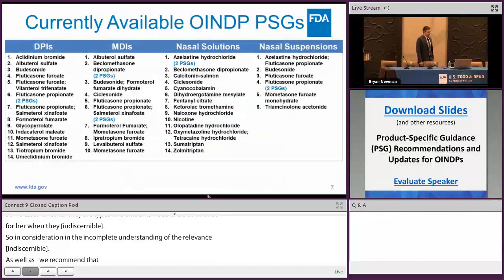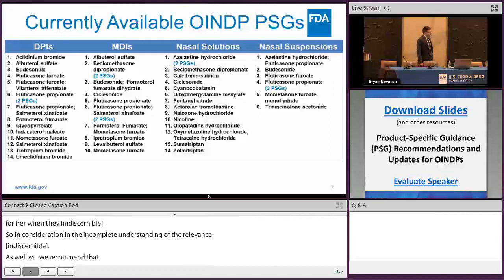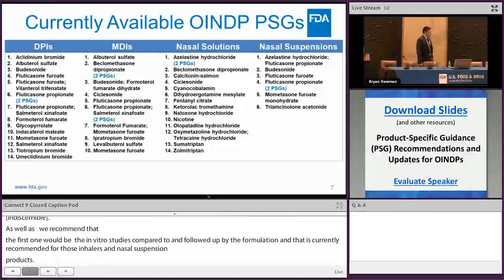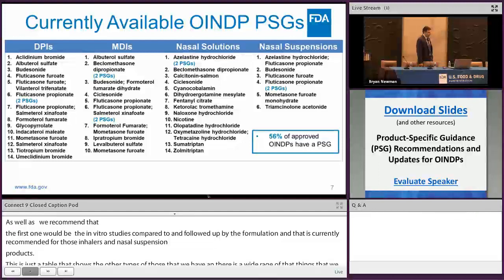This is just a table that shows the types of product-specific guidances we have for these products. You can see there's a wide range of active ingredients that we've addressed, and currently we have 56% of approved orally inhaled nasal drug products having a PSG. So again, you can refer to our product-specific guidance website to download these for your reference.